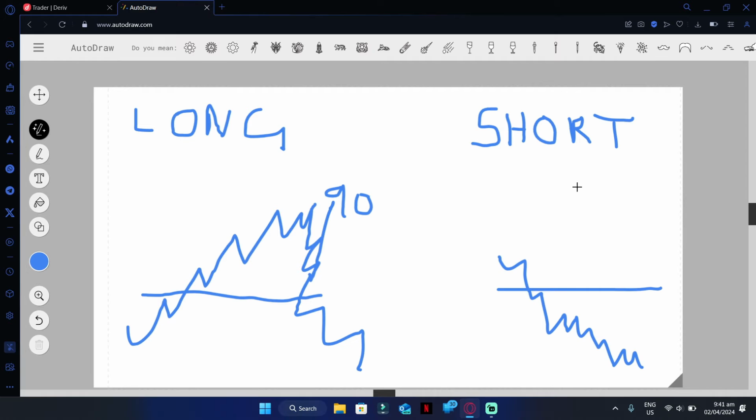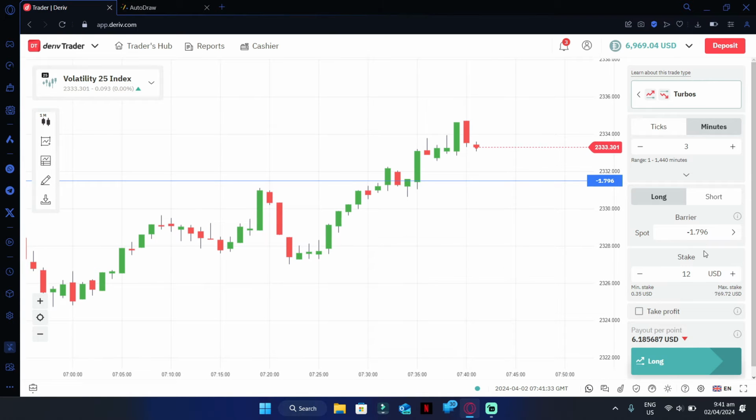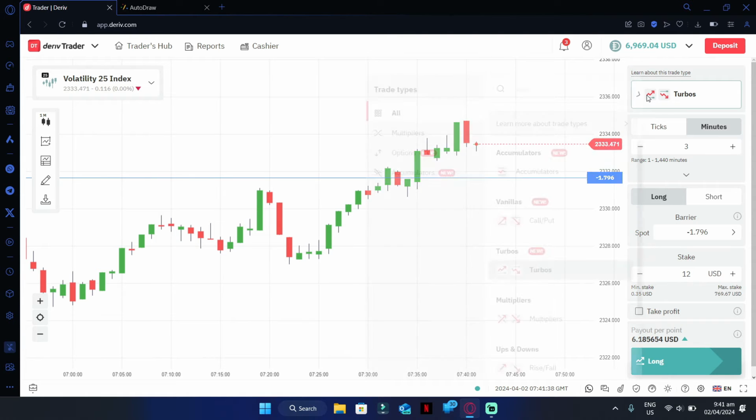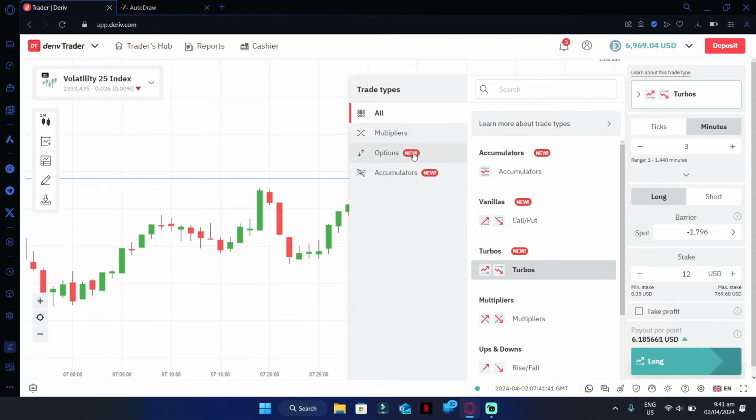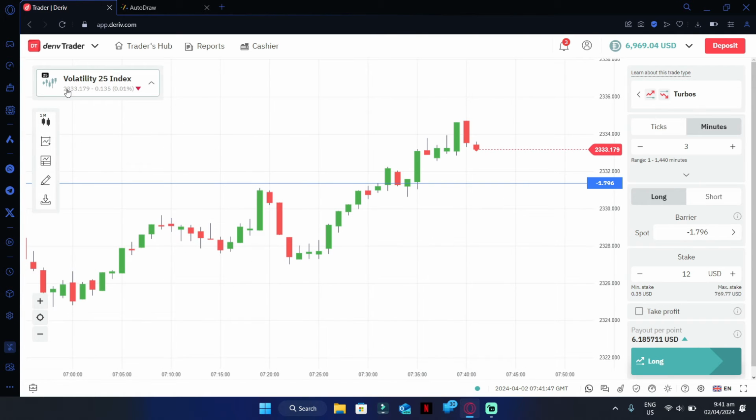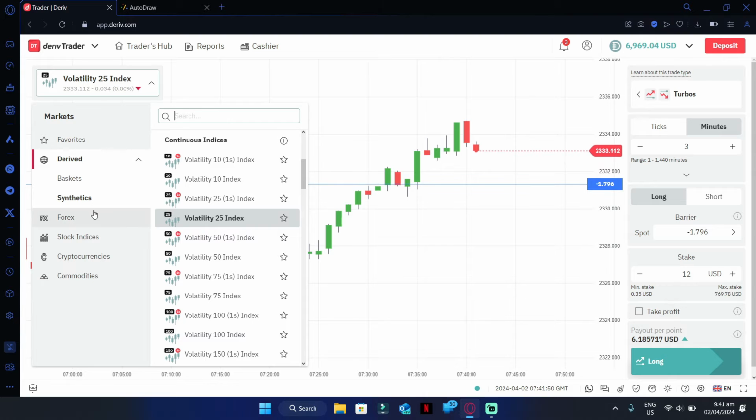So why should you not trade this trade type called turbos? Here is the catch. When it comes to turbos, you can only trade them on derived indices. When I click here, there is derived forex, stock indices, cryptocurrencies, and commodities. You can only use this trade type on derived synthetic indices.